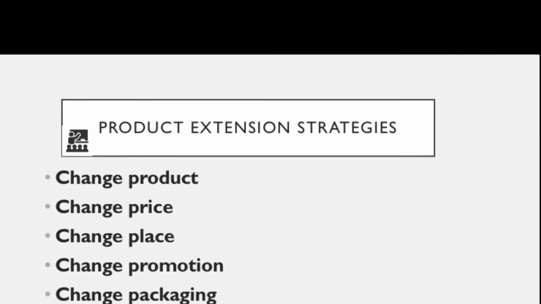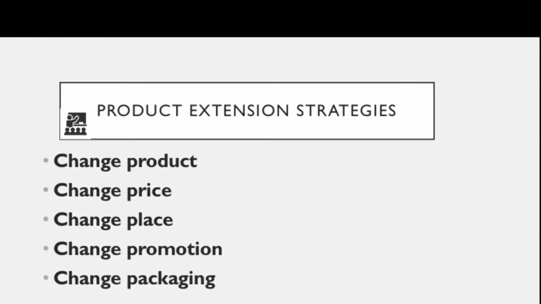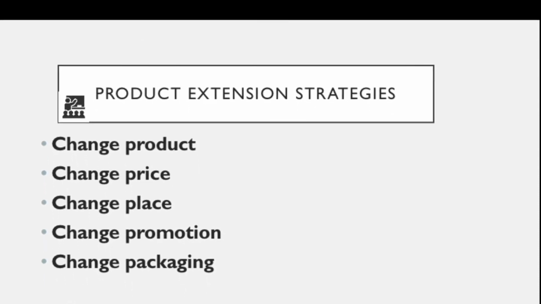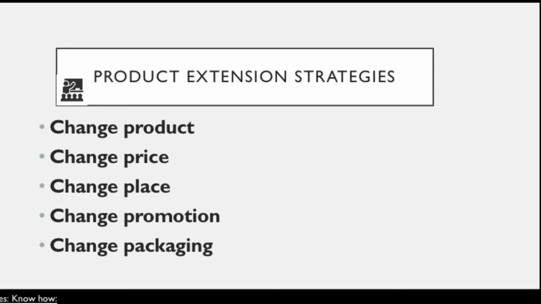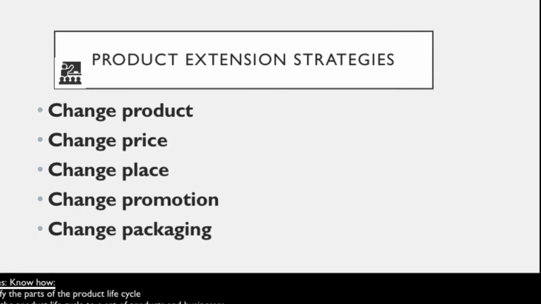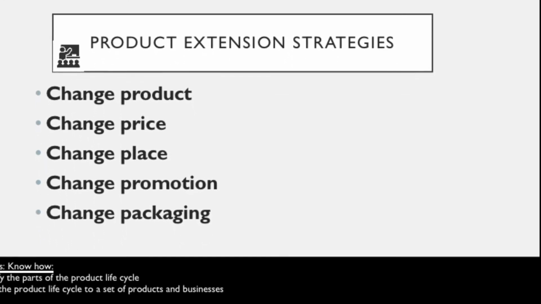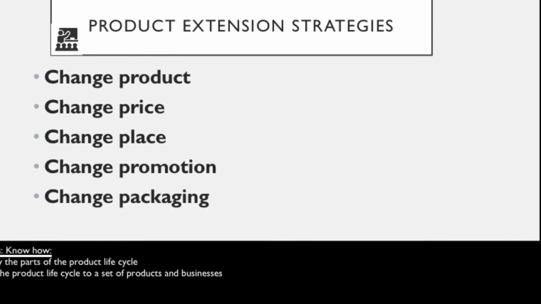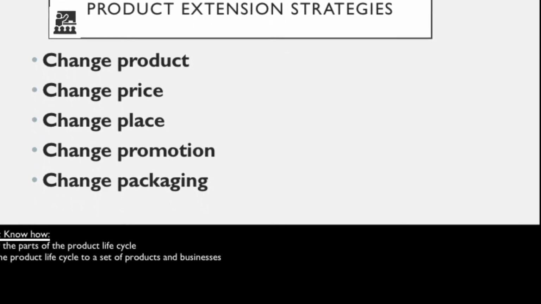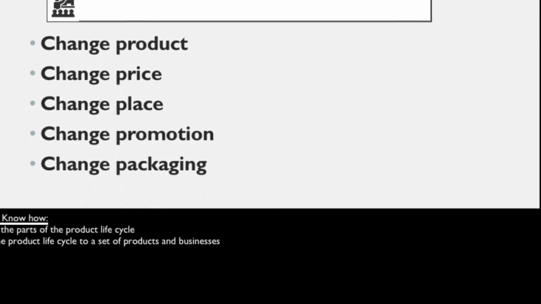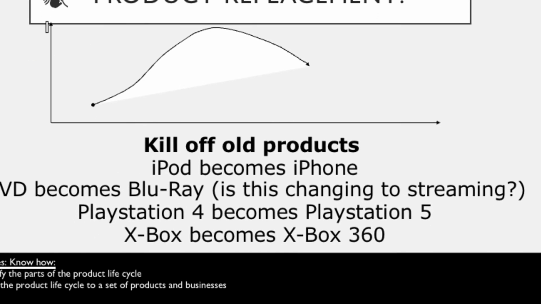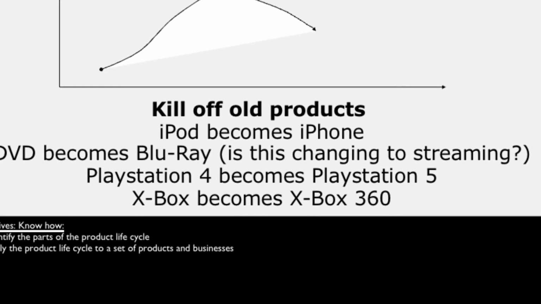So what are some extension strategies? Changing the product around, so adding new features. Changing the price, maybe making it cheaper or even a bit more expensive as there's more innovative features. Changing the place, so the different distribution methods, how the product is distributed to the customer, so through retailers and wholesalers, promotion and packaging. So consider the marketing mix here.